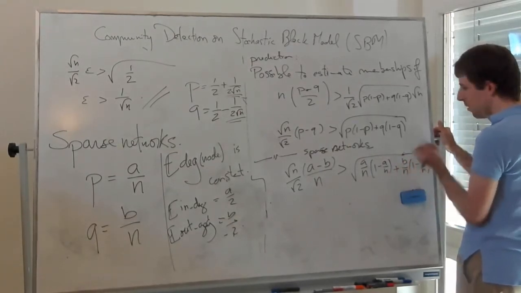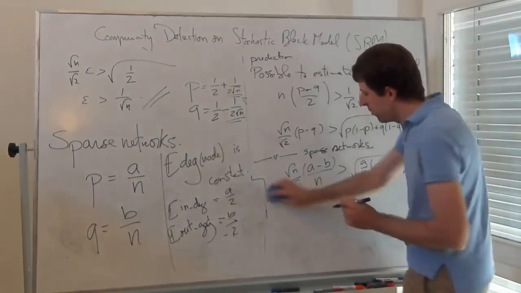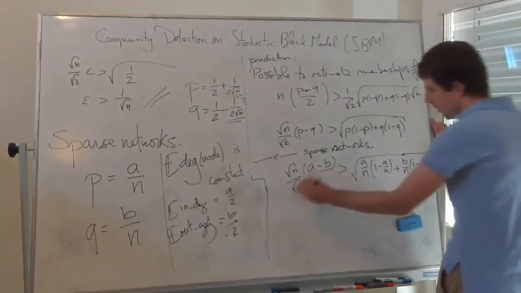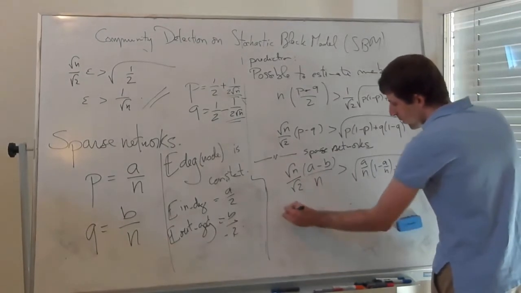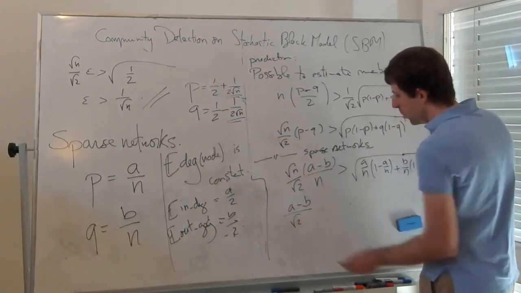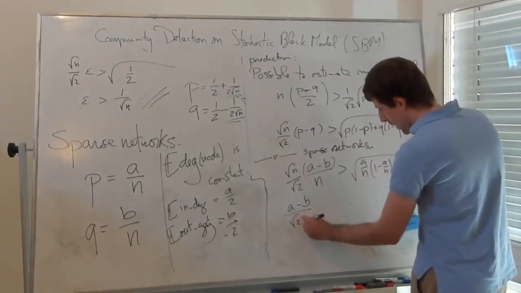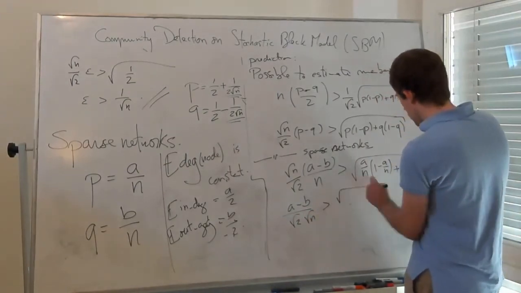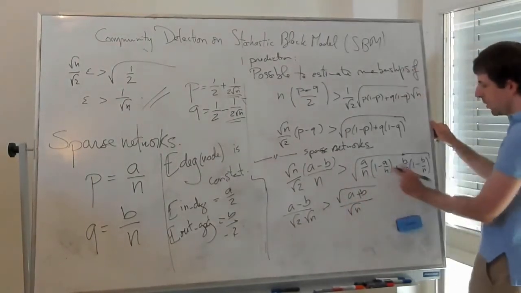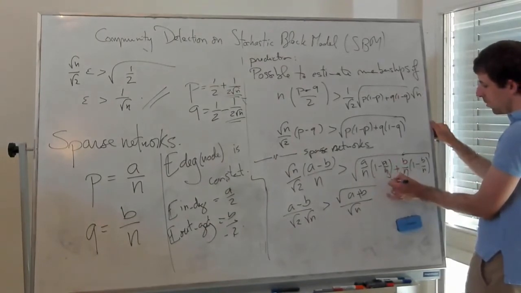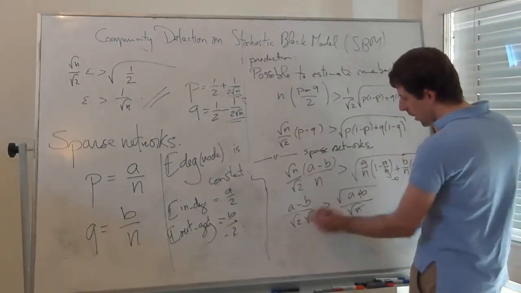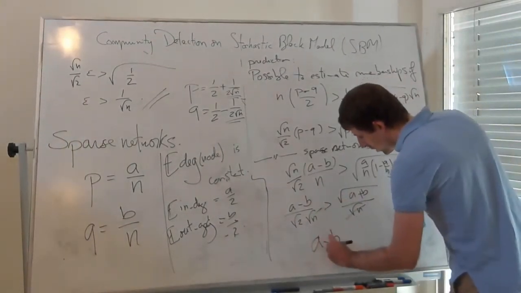It's b over n, right, but as n goes to infinity, this is basically the same. So a root n survives, and we get a minus b over root 2 root n bigger than the square root of a plus b over square root n, right? The n from here and a plus b, we just ignore these terms, they are basically going to 0. Same thing here. Now we take squares of everything, the root n's cancel, and we get this super nice expression.